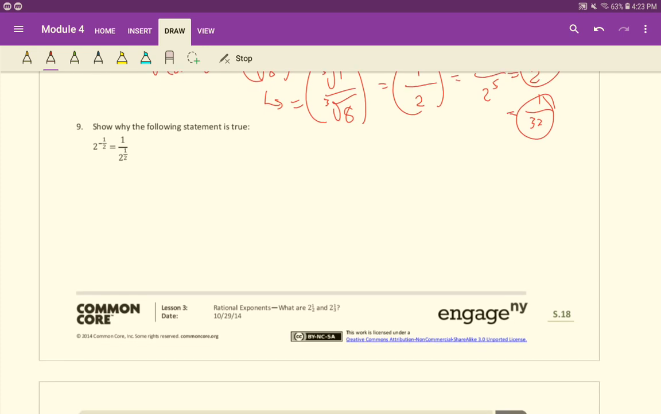Let's continue on here. Show why the following statement is true. Okay, well, we could just, again, multiply both sides by 2 to the 1/2. Those will cancel. We'll have a 1. And when you multiply, you add your exponents when you have the same base like this. So we'll get 2 to the 1/2 plus negative 1/2, which is 2 to the 0, which is in fact 1. So check, that works.